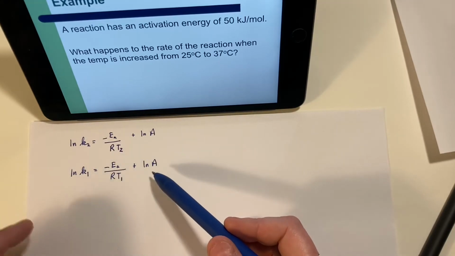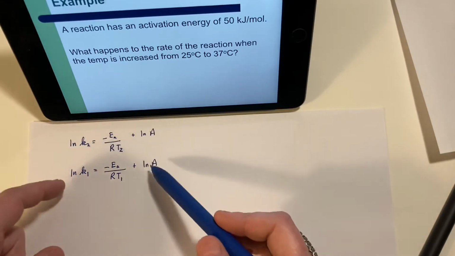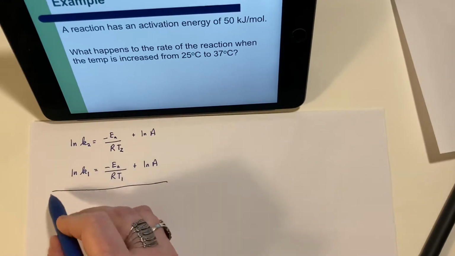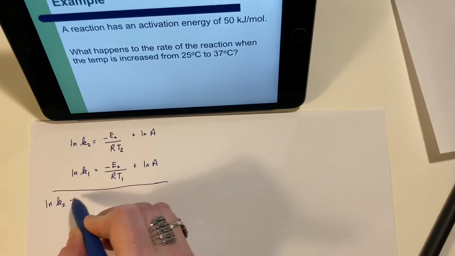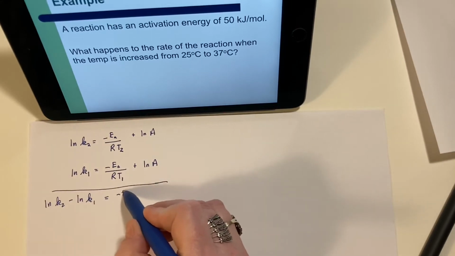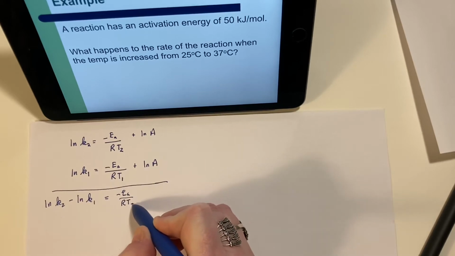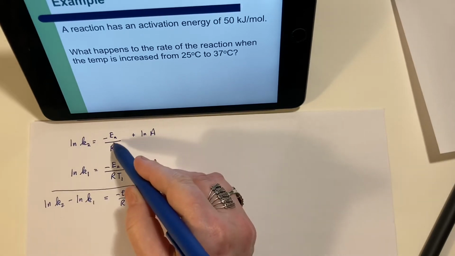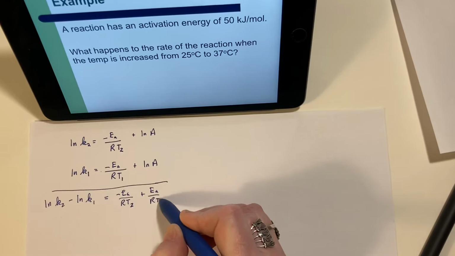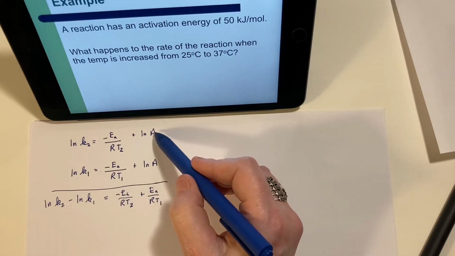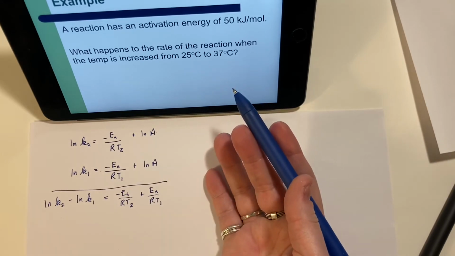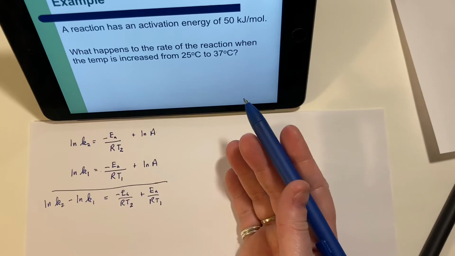In this case, I'm going to take my equation here and subtract the other equation. Subtract the two equations. If I do that, the left side is going to be the natural log of K2 minus the natural log of K1. Then the right side, I got negative E sub A over RT2. And then I want to subtract this one. That's going to be plus E sub A over RT1. And then I got natural log of A minus natural log of A. That cancels. That's why I'm subtracting them. Get rid of the A thing because I don't know what it is.